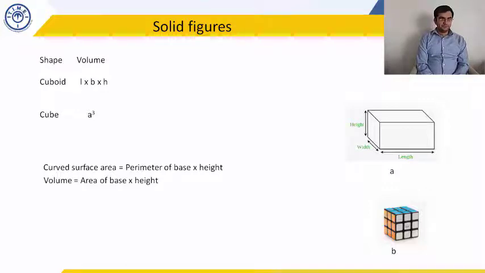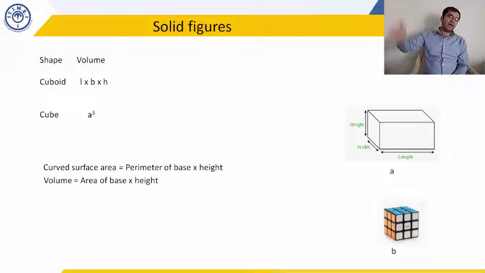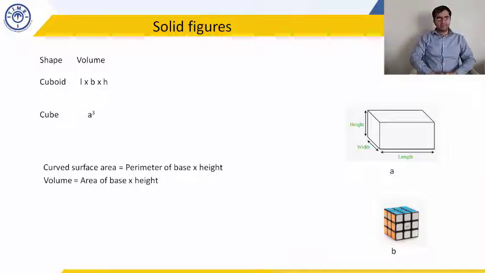And then let's look at volume. Volume can be written as area of base, that's L into B, multiplied by height, that's H. L into B into H. That becomes the volume of a cuboid. And for a cube, how do you find out the volume? Area of base. Now base is a square of side A. So area of base becomes A square multiplied by A. That becomes A cube.